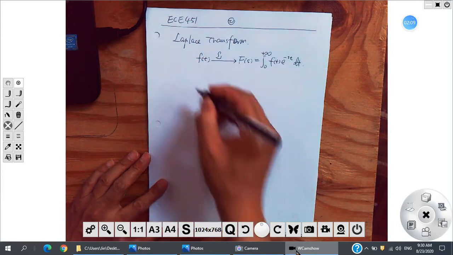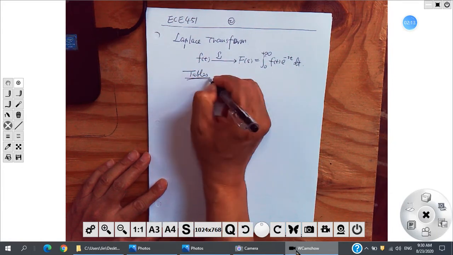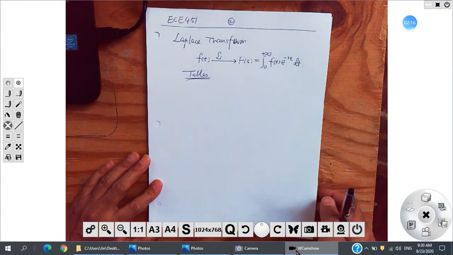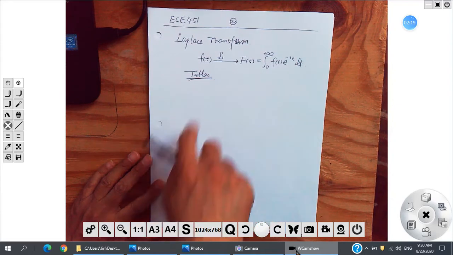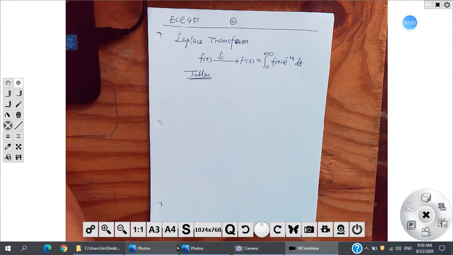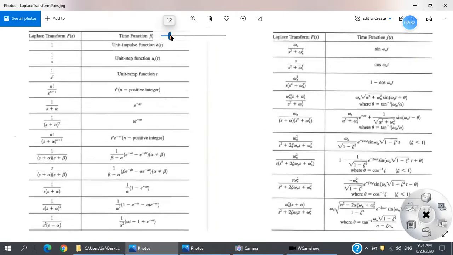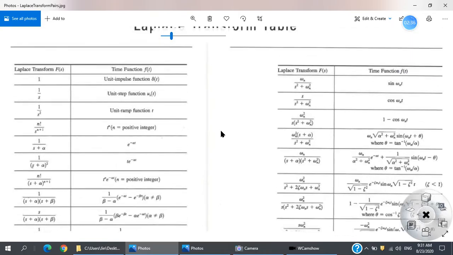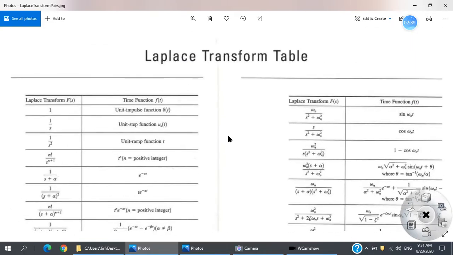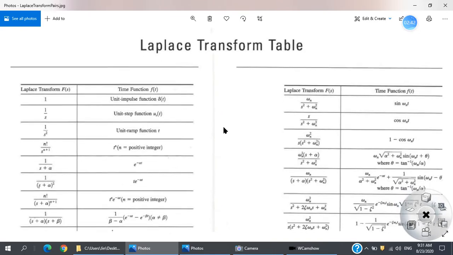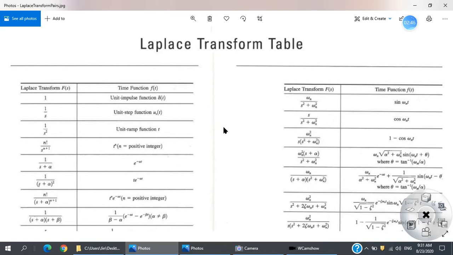We have tables. For the most commonly used signals, you can find the Laplace transform based on the table. Let's have a look. So this is one of the tables, the Laplace transform table. I already posted it in Blackboard, so you can find it. You go to the materials, then you can see it. I turned off the internet because it will slow down my computer.